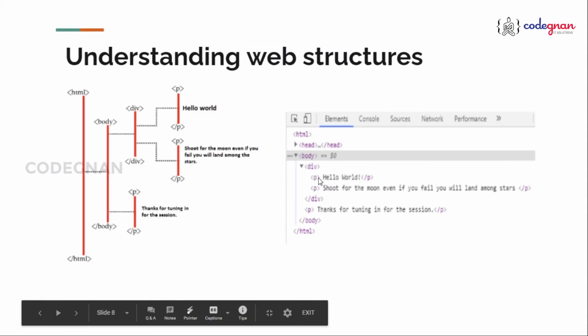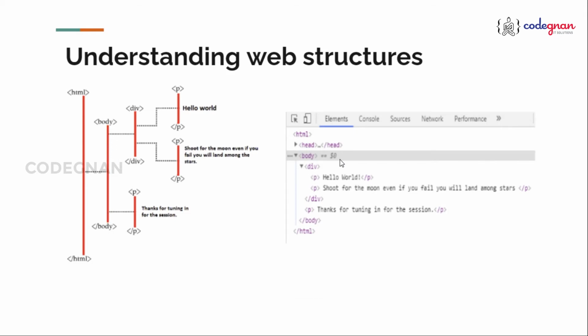So here we have some other information. First of all, we have HTML, right? Inside HTML, we have body. Inside this body, we have these two child tags, that is one division div tag and one p tag, right? In the p tag, we have "Thanks for tuning in for this session". Inside this division tag, we have "Hello world", and in this p tag, we have "Shoot for the Moon. Even if you fail, you will land among the stars." So just remember this hierarchy. It will be useful when we go for web scraping.